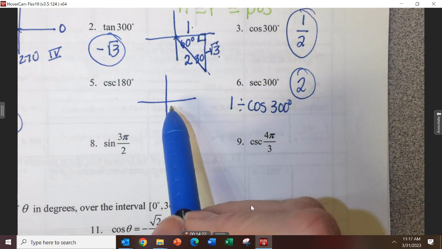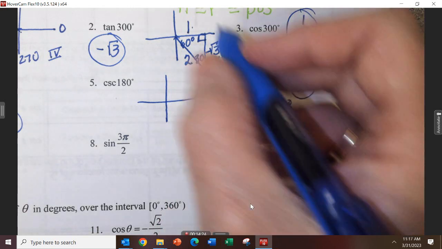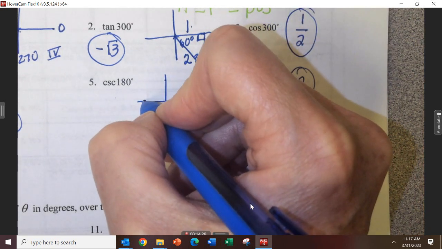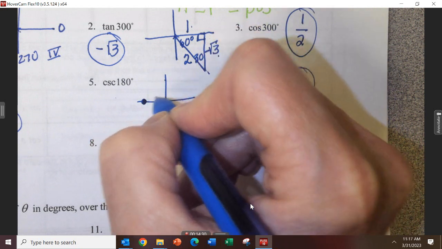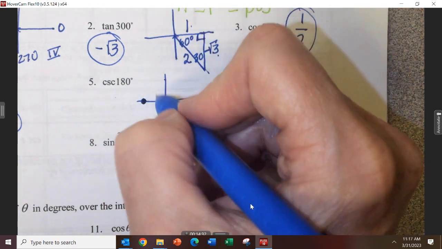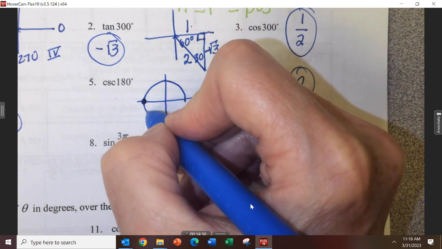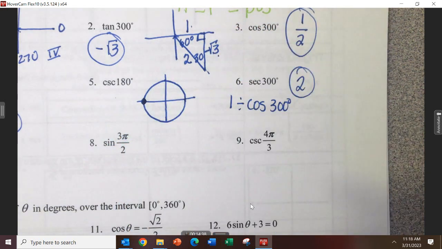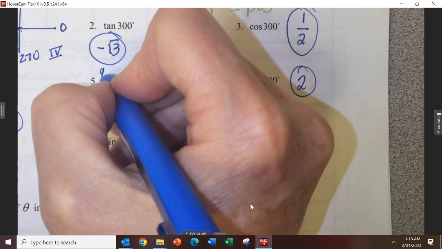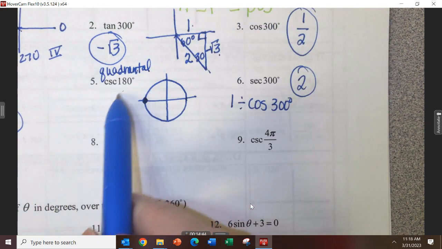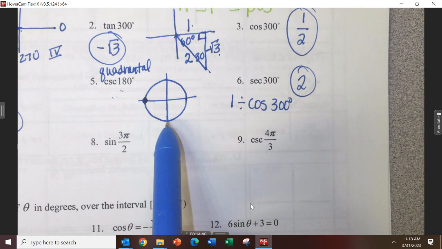180 degrees is going to be where? On the axis. So here's 0, 90, 180. I just put a point there. I cannot create a triangle. When I can't create a triangle, I create a circle. This is what we call quadrantal. Quadrantal means it lies on an axis.